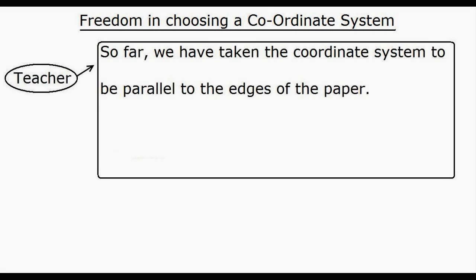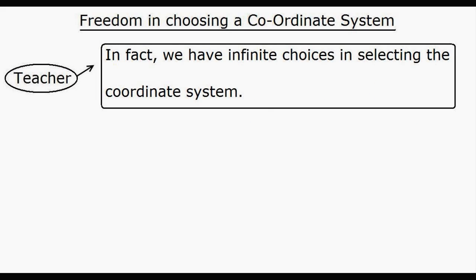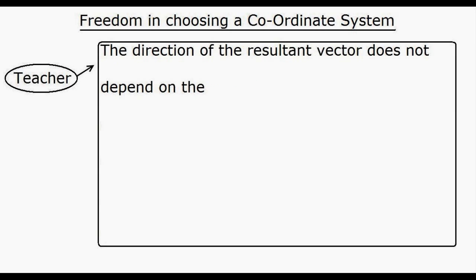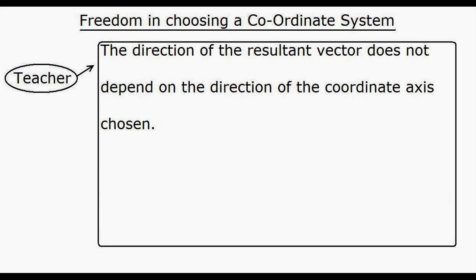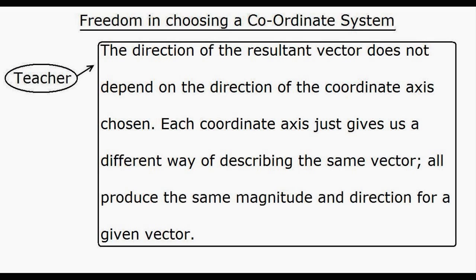So far, we have taken the coordinate system to be parallel to the edges of the paper. Selecting a coordinate system in this way is completely arbitrary. In fact, we have infinite choices in selecting the coordinate system. The direction of the resultant vector does not depend on the direction of the coordinate axis chosen. Each coordinate axis just gives us a different way of describing the same vector. All produce the same magnitude and direction for a given vector.